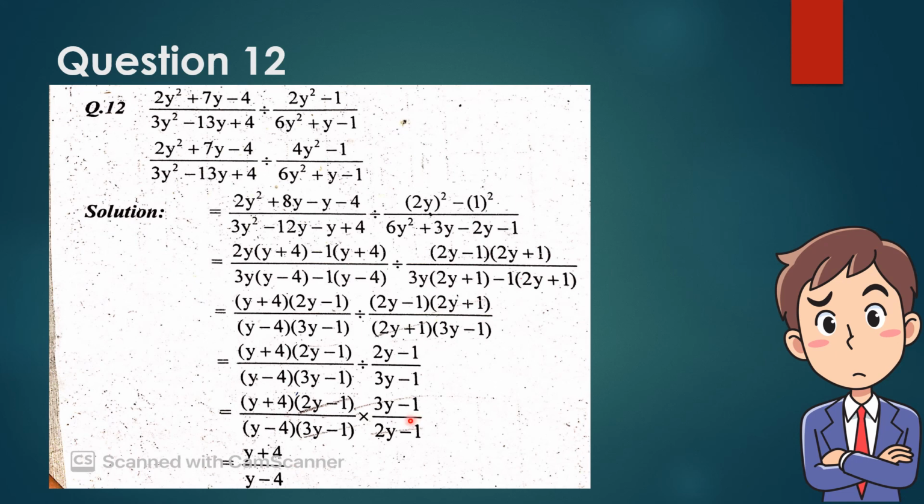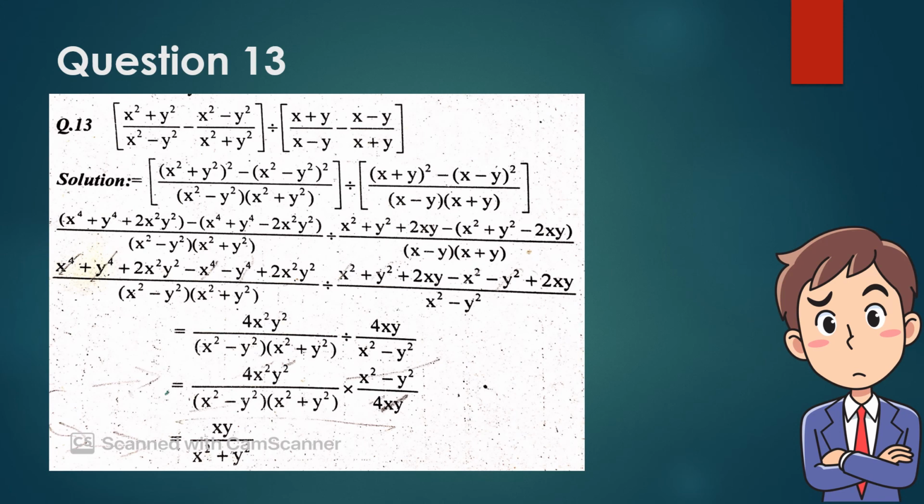Now you can see that we have applied the rules of multiplication here. What you have done is 2y minus 1 is cancelled out with the denominator of the second fraction, and 3y minus 1 will be cancelled out with the numerator of the second fraction.